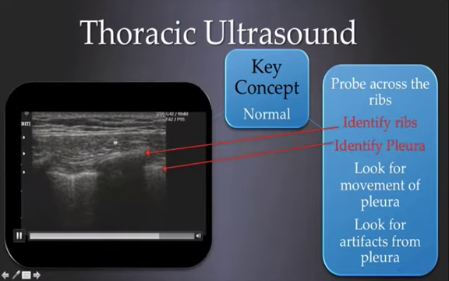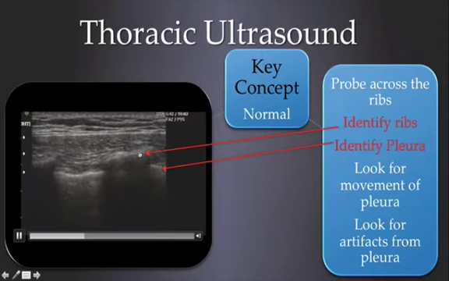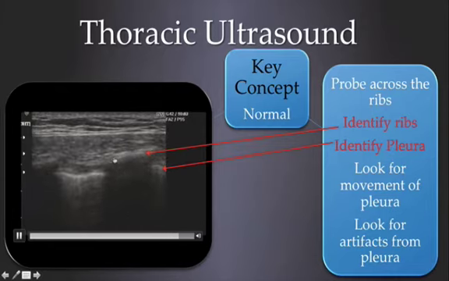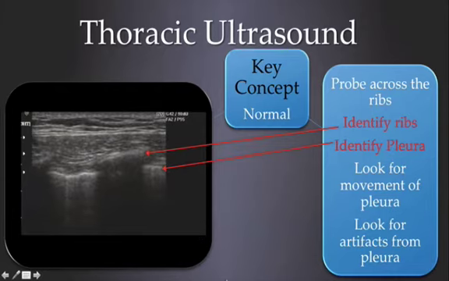You can see the ribs here. This is a linear probe, so it has a flat face. And we can see the linear probe shows this rib as a bright line and shadowing behind it. The shadow is caused because this is a bone. If you use a different probe, you may not have as much shadowing.